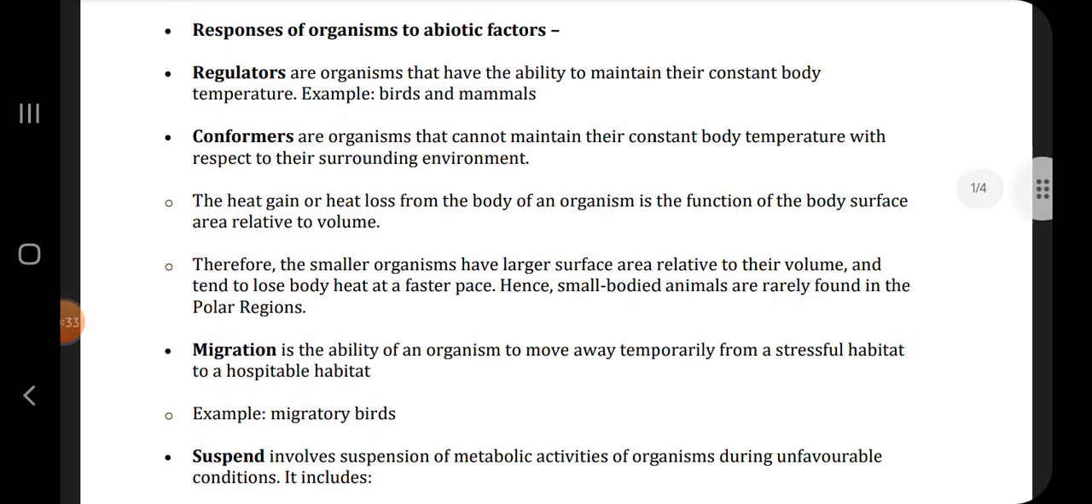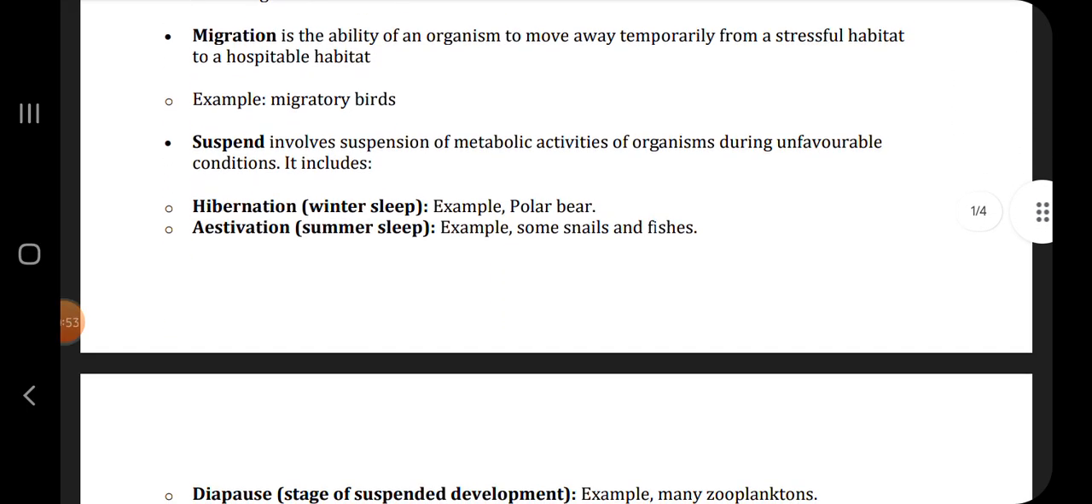Responses of organisms to abiotic factors: regulators are organisms that have the ability to maintain their constant body temperature. Example, birds and mammals. Then conformers are organisms that cannot maintain their constant body temperature with respect to their surroundings. Migration is the ability of an organism to move away temporarily from a stressful habitat to a hospitable habitat. Example, migratory birds.